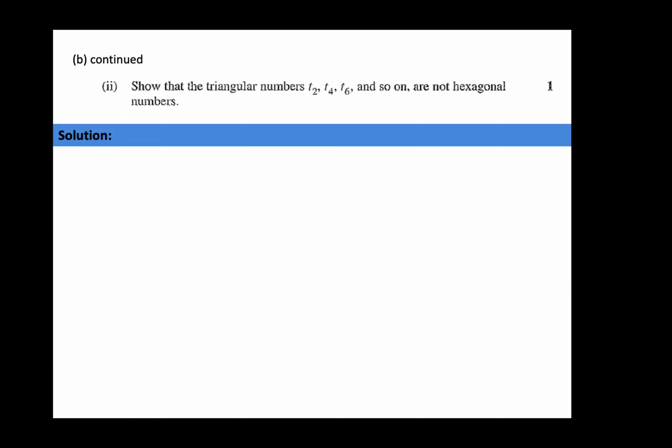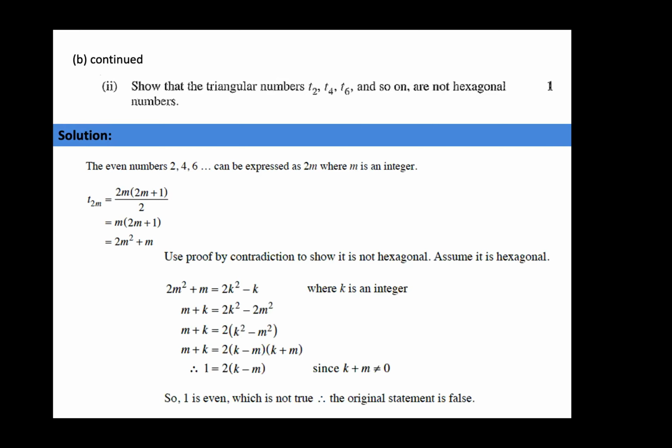Part 2 was probably one of the hardest parts of this question: show that the triangular numbers T2, T4, T6, and so on, are not hexagonal numbers. There were many arguments and methods for doing this. The even numbers 2, 4, 6 can be expressed as 2m. So T2m can be written as 2m squared plus m. Now, we have to use proof by contradiction to show that it's not hexagonal.